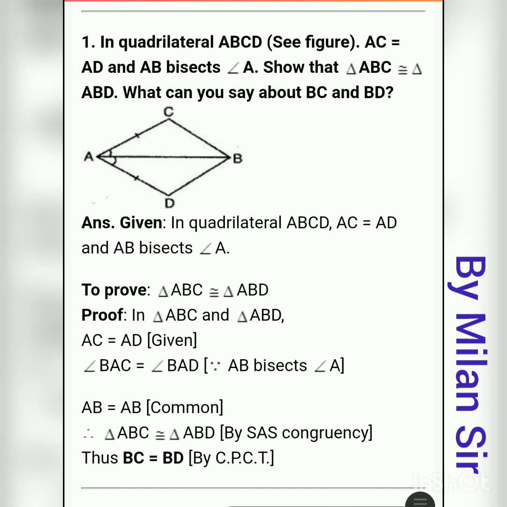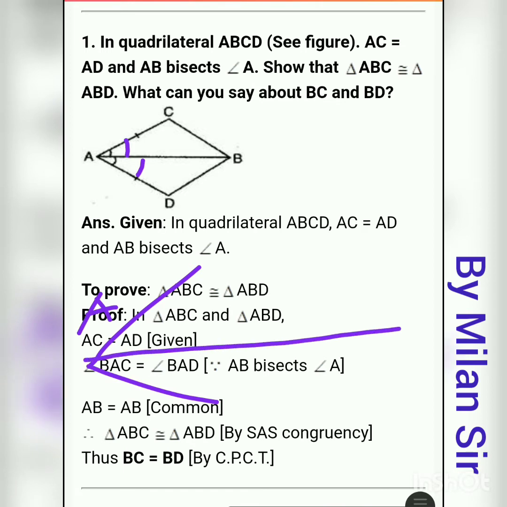So first of all, read this question. In quadrilateral ABCD, see this figure, AC is equal to AD. AC and AD both are equal. And AB bisects angle A. Bisect means what? Two equal parts. So AB divides the angle A into two equal parts. That means these two angles are equal. Okay, AB bisects angle A. Bisect means divide into two equal parts. So here A is there, so AB divides the angle A into two equal parts.